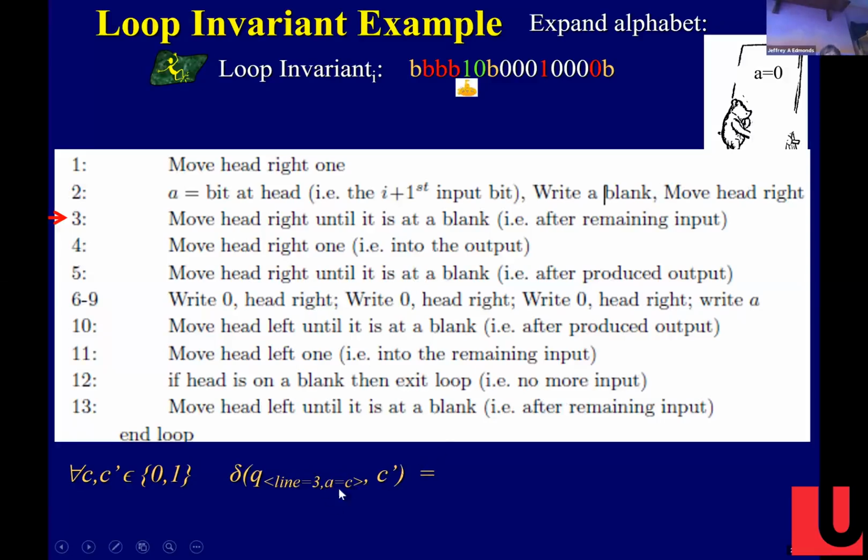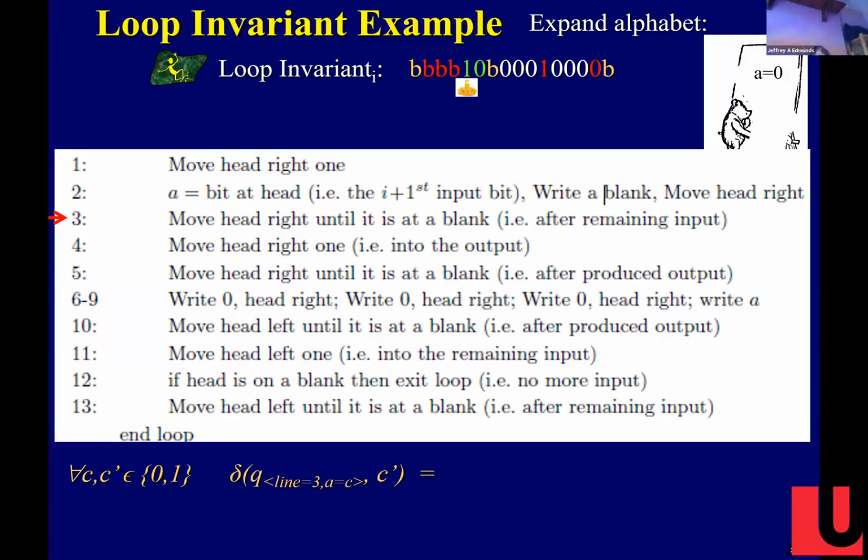Now I have 2 different C's. Why do I have 2 different C's? One C is the value that I read before. It's the value that's stored on the tape, that I read in and I blanked over. So one C is the value that I read in and wrote, and the other C, the C prime, is the new value that I'm reading.